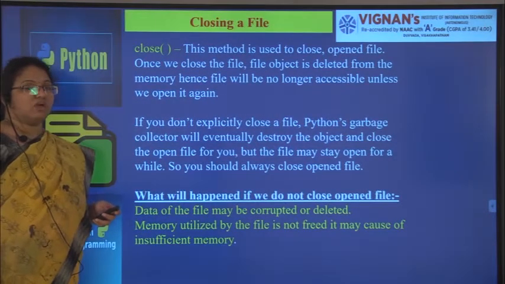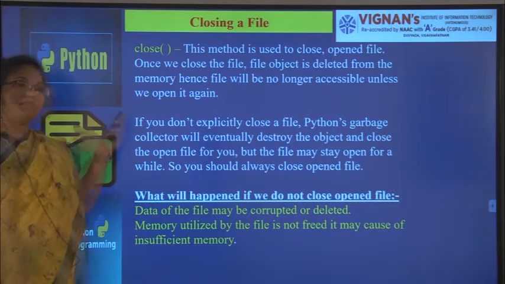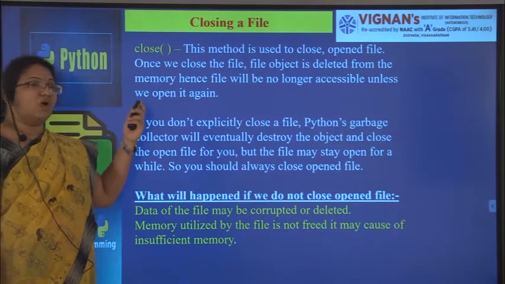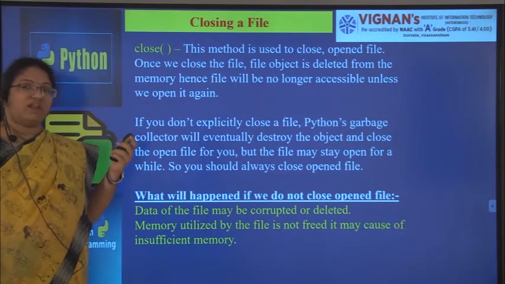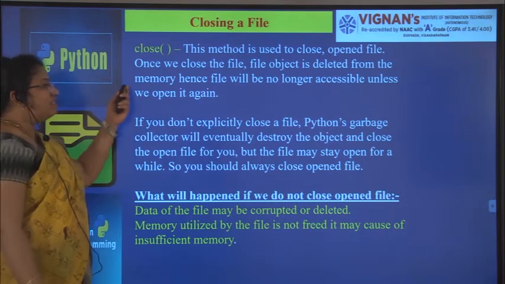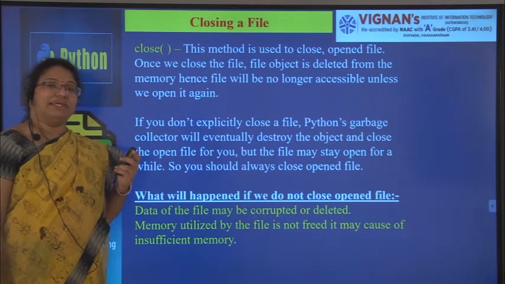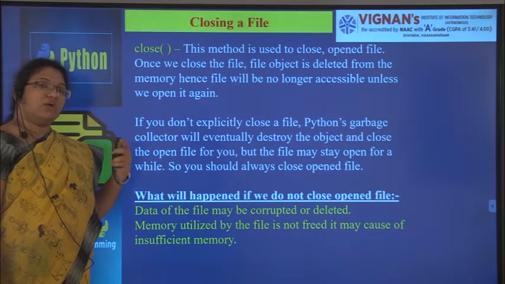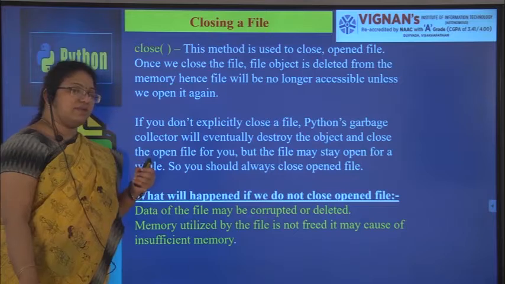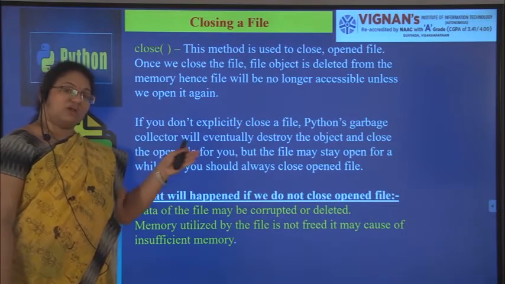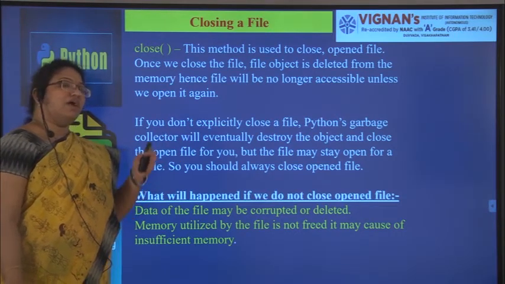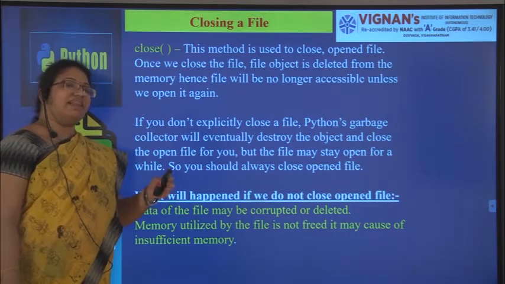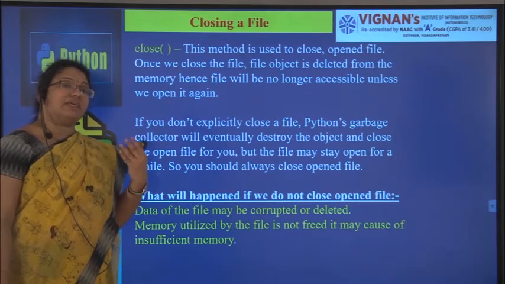Now the next one is closing a file. What is the use of closing a file? The close method is used for closing the file. Whenever you have opened a file, we always have to close it. Once we close the file, the file object will be deleted. If you don't close the file, your Python garbage collector is going to close it. But the problem is that the garbage collector will wait for some time before closing the file. Meanwhile, the data that is there may sometimes be deleted.